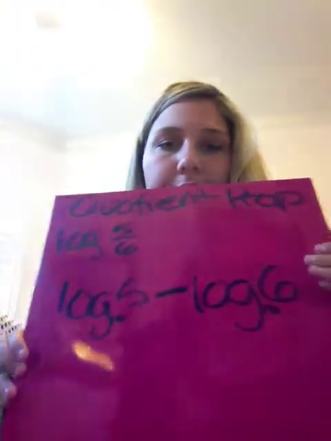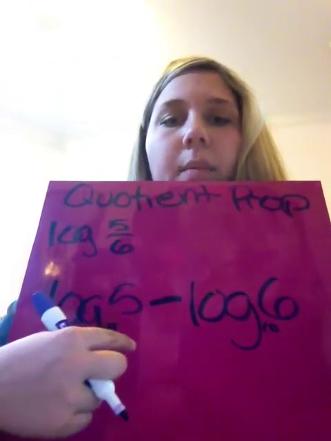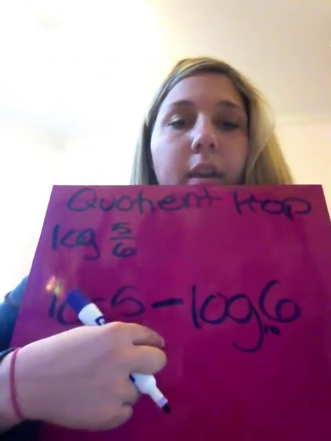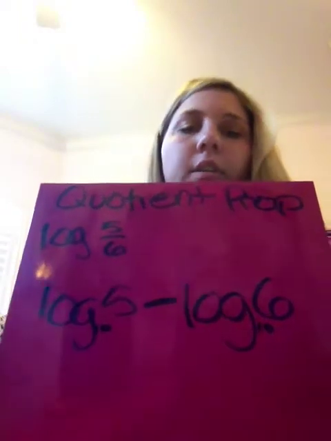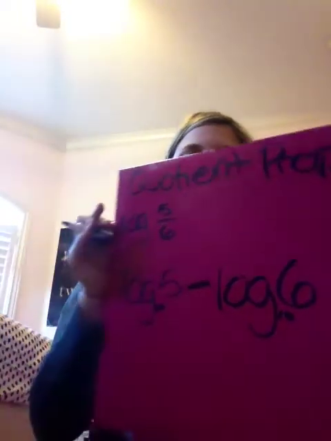Can you see that? Okay, so it's log 5 minus log 6. So basically, that's saying that's the exact same thing as that. So that's quotient property. So let me erase that.